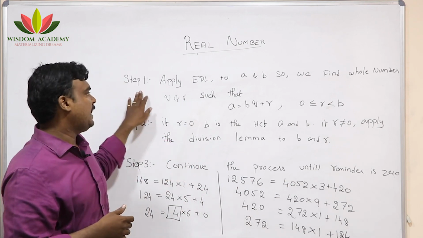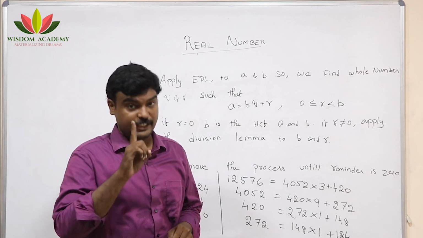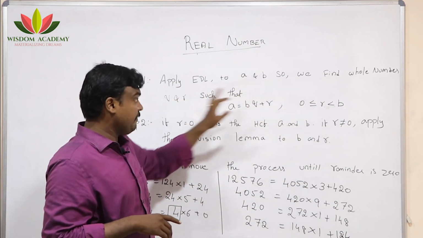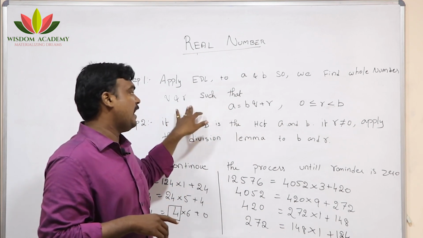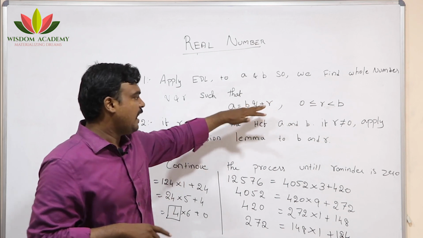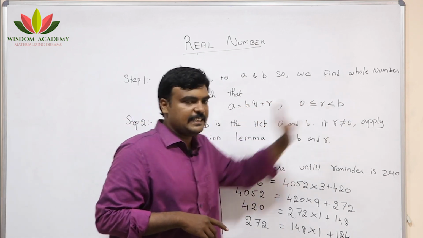The first step is to apply Euclid division lemma to A and B. A and B must be positive integers, whole numbers, right? And we will get whole numbers Q and R in such a way that A = BQ + R. That's what Euclid division lemma says. And my R will be greater than or equal to 0 but less than B.